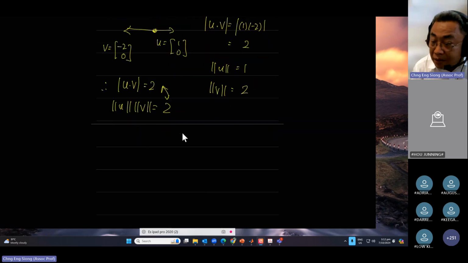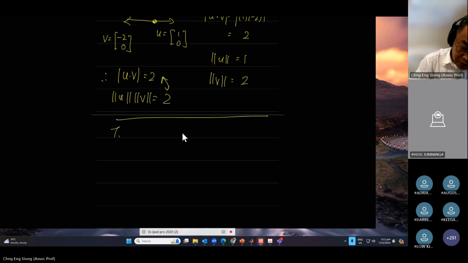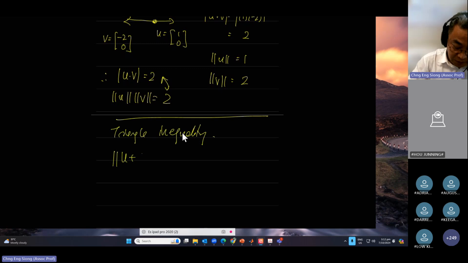All right, and then maybe I have another 5 minutes and I will do the triangle inequality. The triangle inequality goes like this. The norm of u plus v is less than the norm of u.